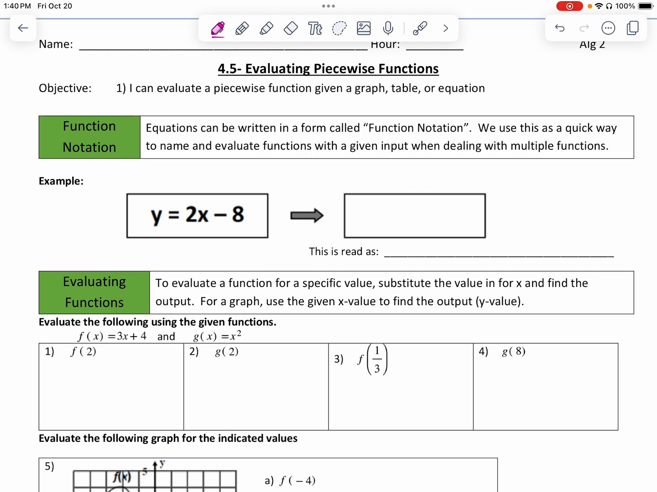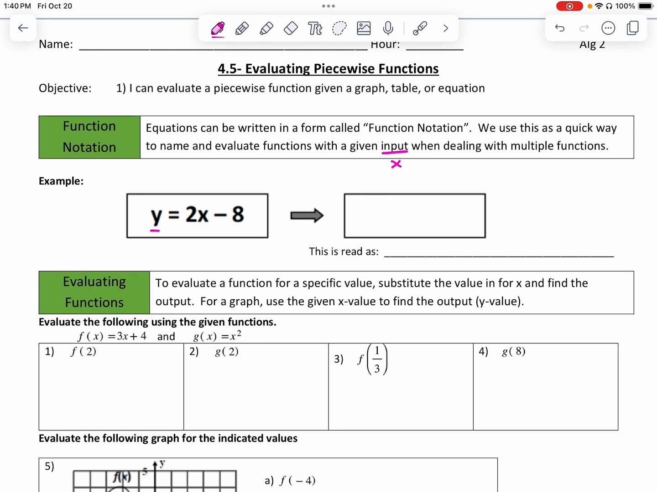Function notation is something that might be new for you. Equations can be written in a form called function notation, which we use as a quick way to name and evaluate functions with a given input when dealing with multiple functions. Remember, inputs are x values.